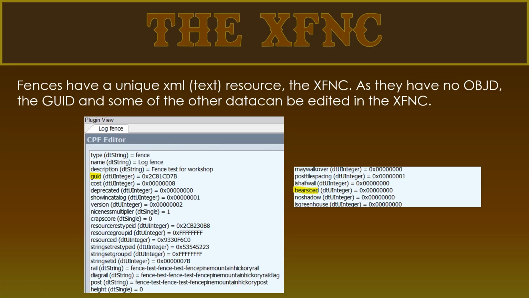Bears load, this is for column fencing. So if you want it to be able to hold a floor tile above it, you would set bears load to 1.